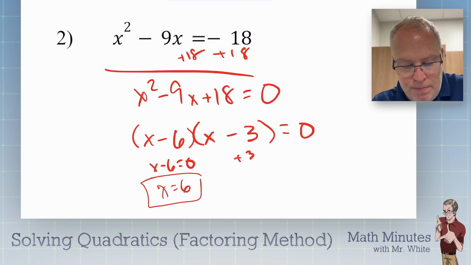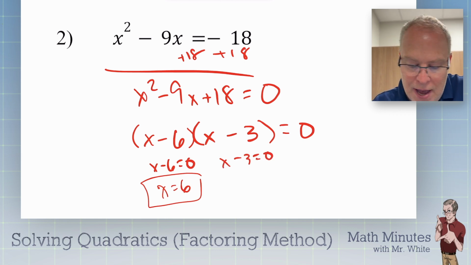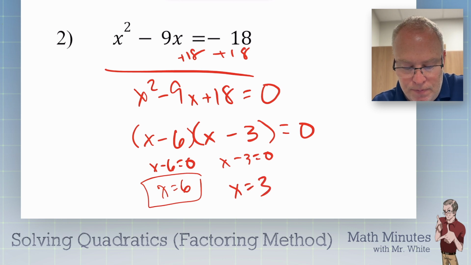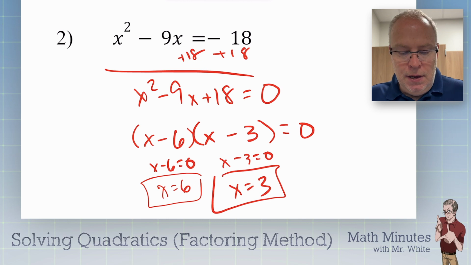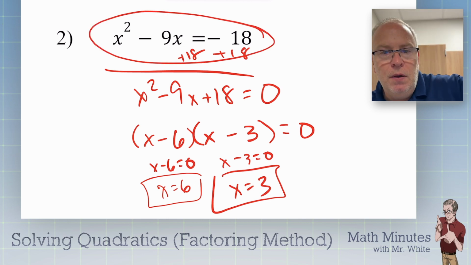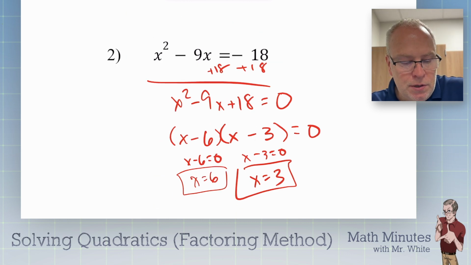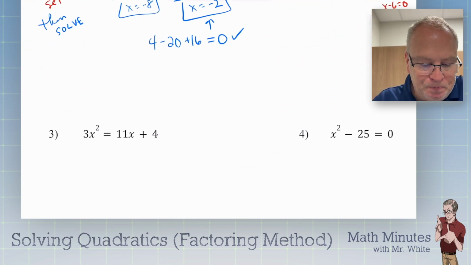If you add 3, well, let me set it equal to 0 first. I get a little ahead of myself here. x minus 3 equals 0. If you add 3 on both sides, you get x equals 3. So we get two answers. Plug them in and try it. You're going to get negative 18 in this original equation with both of those numbers. So that's pretty cool. That's called the factoring method.